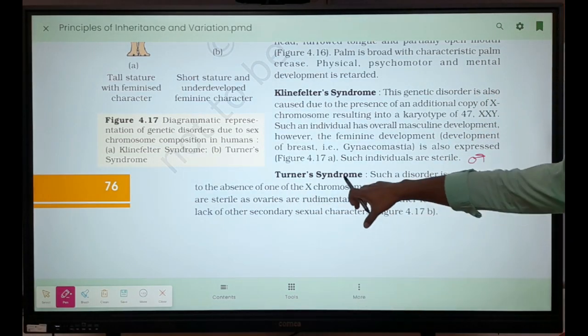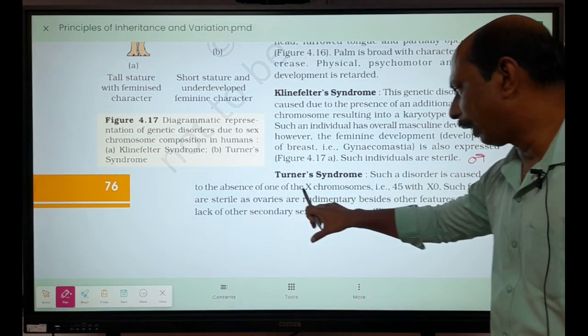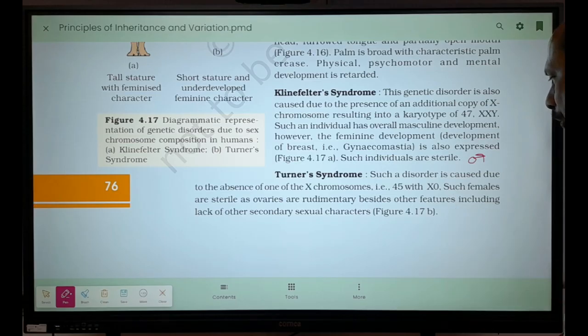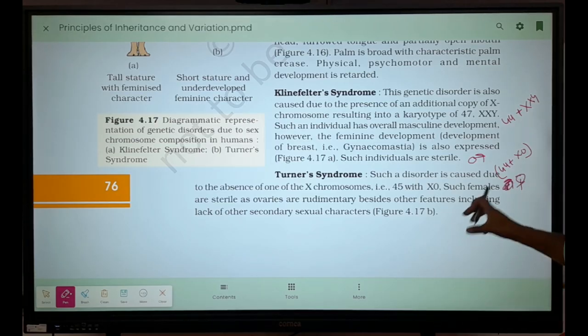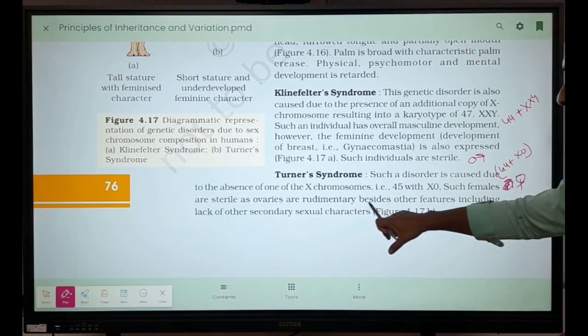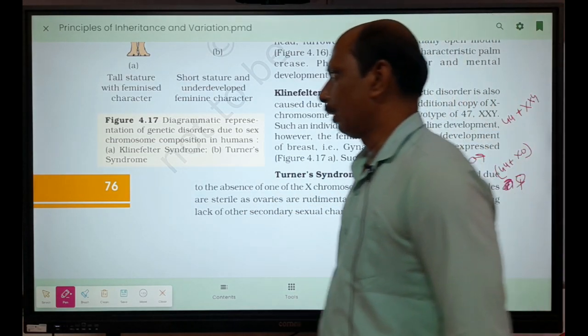Turner syndrome is also a monosomy of the 23rd chromosome. Such a disorder is caused due to the absence of one X chromosome, that is 45 with X0, and it is represented by 44 plus X0. The other one is represented by 44 plus XXY, right? Such females are sterile, and ovaries are rudimentary, besides other features including the lack of secondary sexual characters.